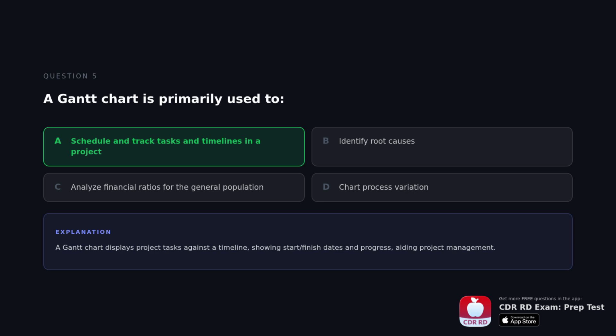The correct answer is, schedule and track tasks and timelines in a project. A Gantt chart displays project tasks against a timeline, showing start-finish dates and progress, aiding project management.